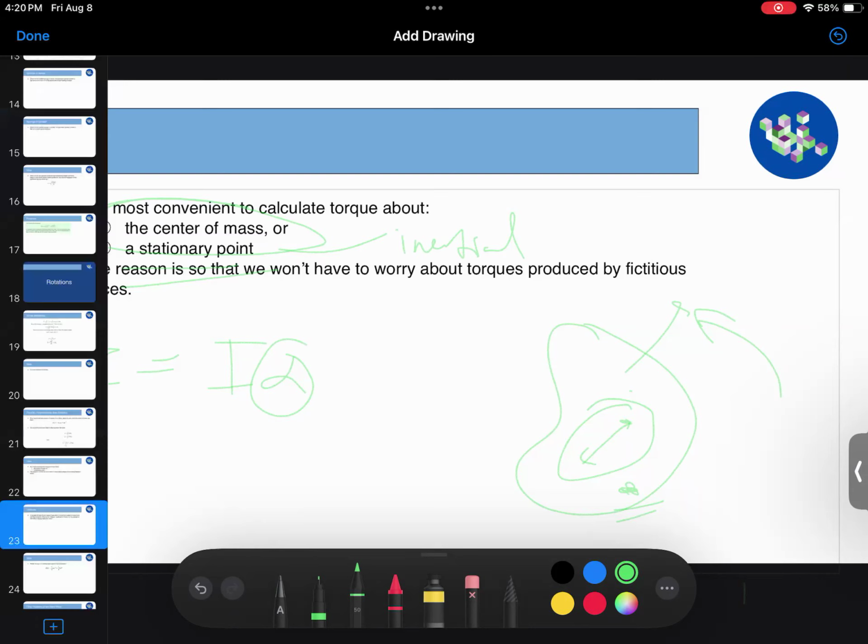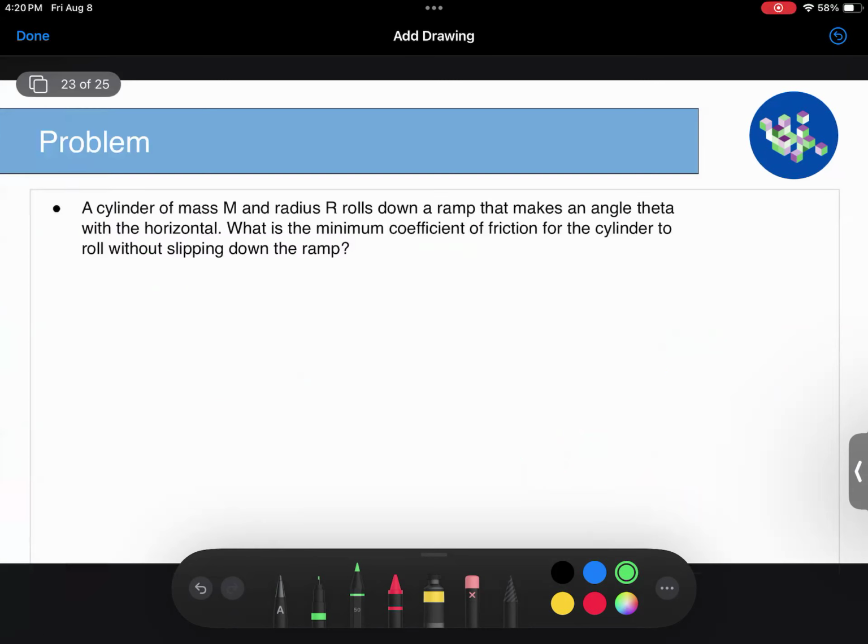If you want to apply this idea, this problem, we won't do it now because we're out of time, but basically we have a cylinder that's rolling down a ramp. Now we want to find the minimum coefficient of friction. Basically, the idea is you can take torques about 2 points. You can take torque about this point over here, which is in contact with the ramp, and it will be instantaneously at rest. It has zero velocity, right? Because we're saying we want the cylinder to roll without slipping.